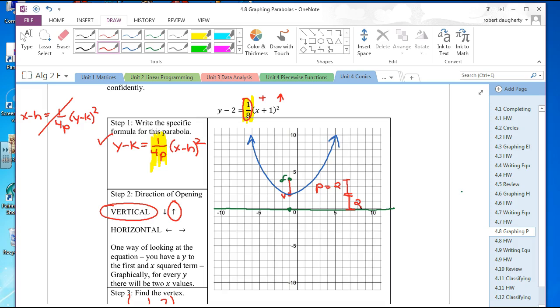So once you figure out that P is 2, from the vertex you go up and down 2. One of those is the line, and one of those is the focus point. Because this opens up, this has to be my focal point. Now, axis of symmetry is this line right here. Okay. So that's my axis of symmetry, and this is my directrix.